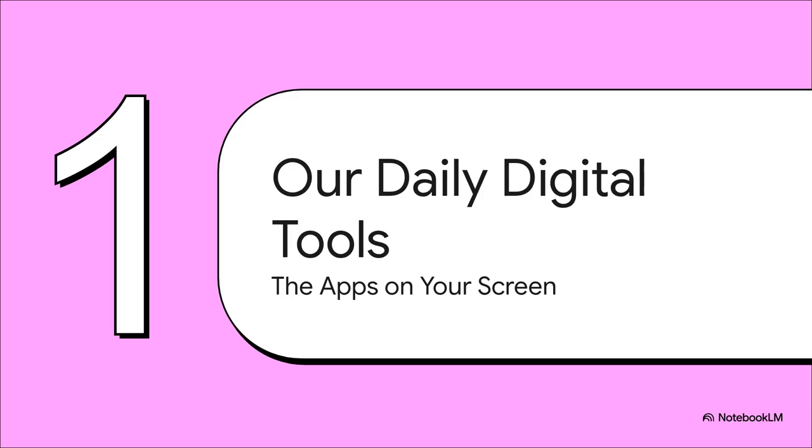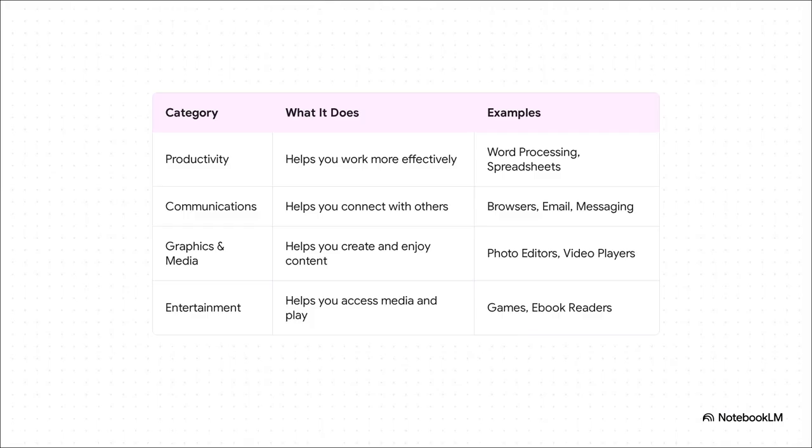So, let's start at the very top, the surface level. We're talking about application software. You can just think of these as apps. They're the programs built specifically for you, the user, to get something done. Basically, all these apps make up our digital toolkit, right? And they usually fall into a few big categories.